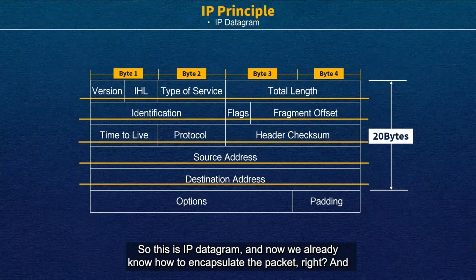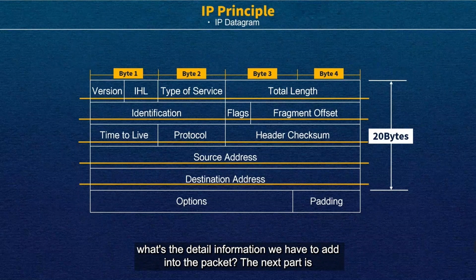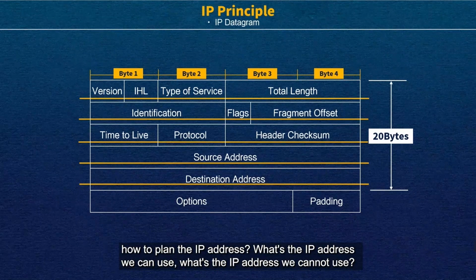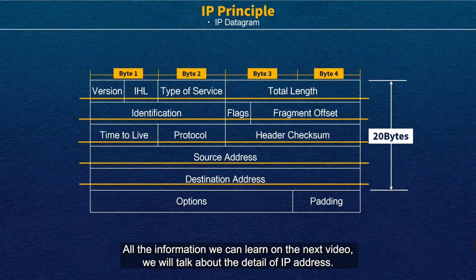Now we already know how to encapsulate the packets and what detailed information we have to add into them. The next part is very important. What does the IP address mean? What's the format? How do we calculate it? How do we plan the IP addresses? Which IP addresses can we use, and which can we not use? We will cover all this in the next video, where we talk about the details of IP addresses.